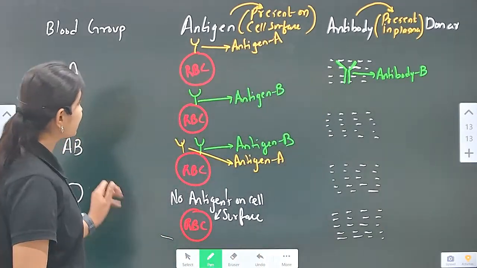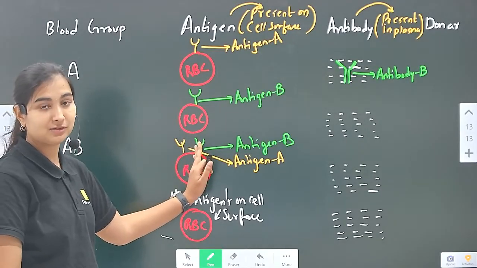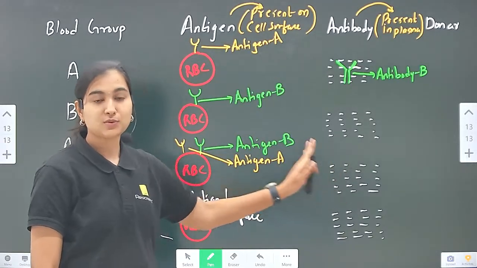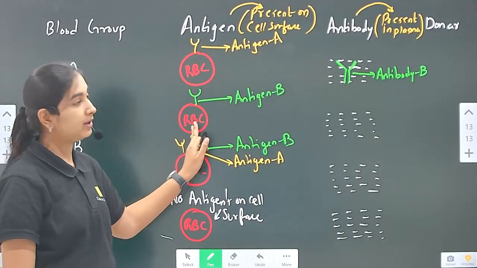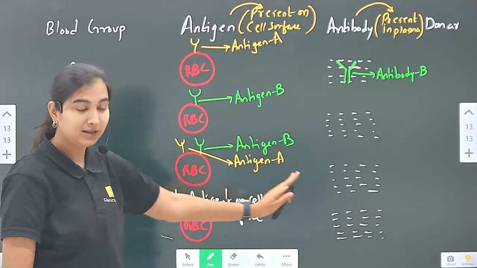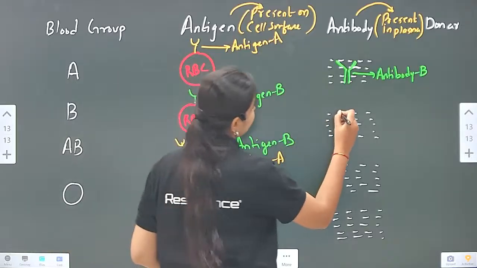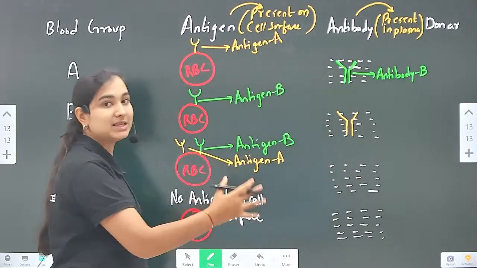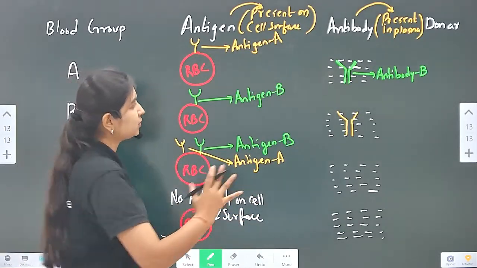Fine. Now for example, in the B blood group, we have B antigen on the cell surface. What antibody needs to be in the plasma? Okay, so if we have the B antigen on the cell surface, what antibody do we need to have? The opposite one. That is which one? The antibody A. Fine. Now why do we have the different antibodies? Just to prevent the clumping. Okay, getting my point? Just to prevent the clumping.